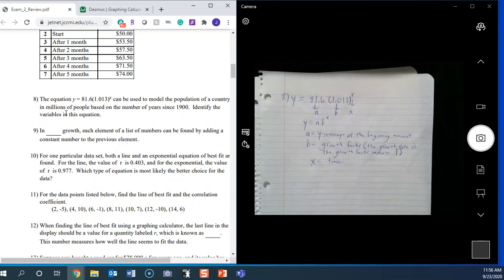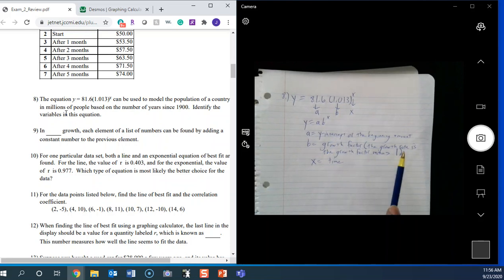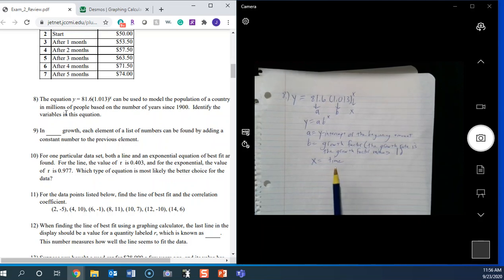Now, the Y is just basically your solution to the problem. But all the rest of these, A is the y-intercept or the beginning amount. B is the growth factor. If you just want the growth factor, you will write B as is. But then if you want the growth rate, you have to take this and subtract 1. And then the time is X. Okay, now let's see here.